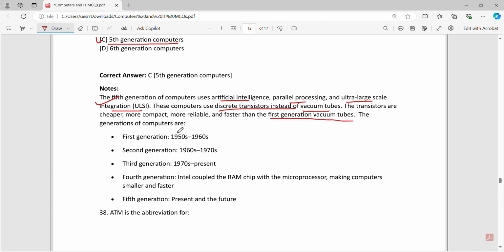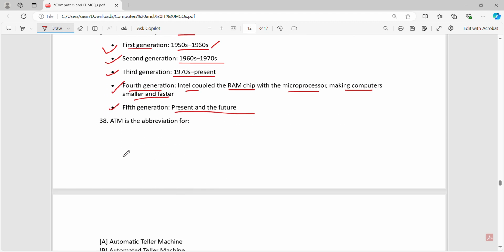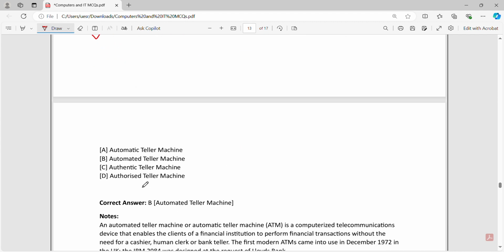The generations of computers are, if you see here, five generations. The first generation from 1950 to 60, second generation from 1960 to 70, third generation 1970 to present, fourth generation Intel coupled with RAM chip with microprocessor, making computers smaller and faster, and fifth generation present and the future. 38. ATM is the abbreviation for automated teller machine.